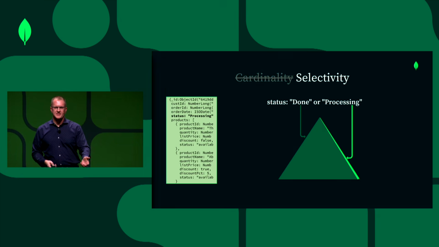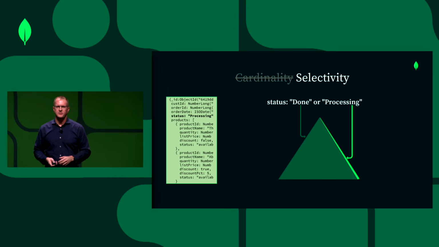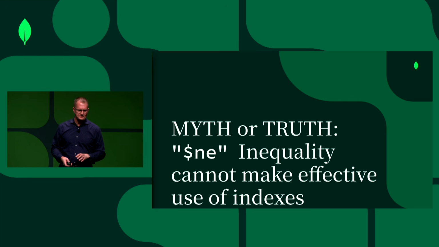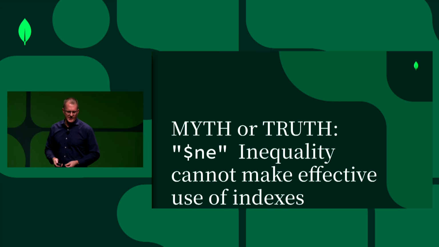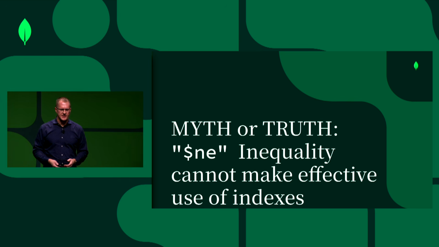And again, as I said, it turns out it's not the cardinality, it's the selectivity of your query. If you're selecting on very low cardinality fields, you still want an index. And so this brings us to another myth related to selectivity. Is it a myth or is it truth that a $not equals, an inequality condition, cannot make effective use of indexes?